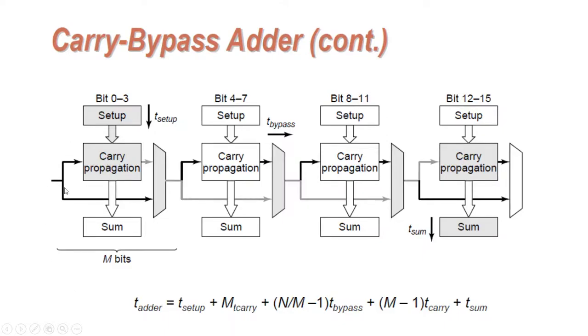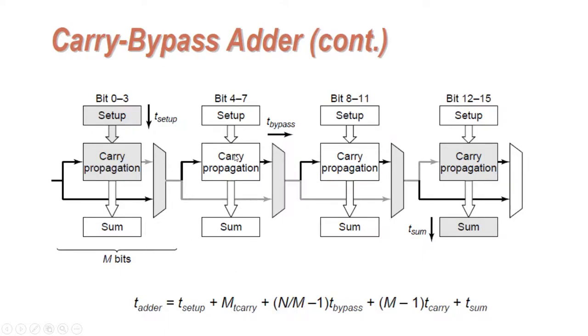Now again, a carry will be propagating through this section, or the carry will be bypassed depending on the values of P0 to P3. If all the P's are 1, it will simply bypass through this MUX, otherwise it will propagate through this one. So you can see this is one of the possible times required to generate the 16-bit full adder output. This T adder is nothing but the time required to generate these P's and G's, plus, assume that a set of inputs is such that it is going to propagate through this one. Now assume that one of the P of this particular 4-bit binary adder is equal to 0, then the carry is going to propagate through this one. That's why it is M into T carry.